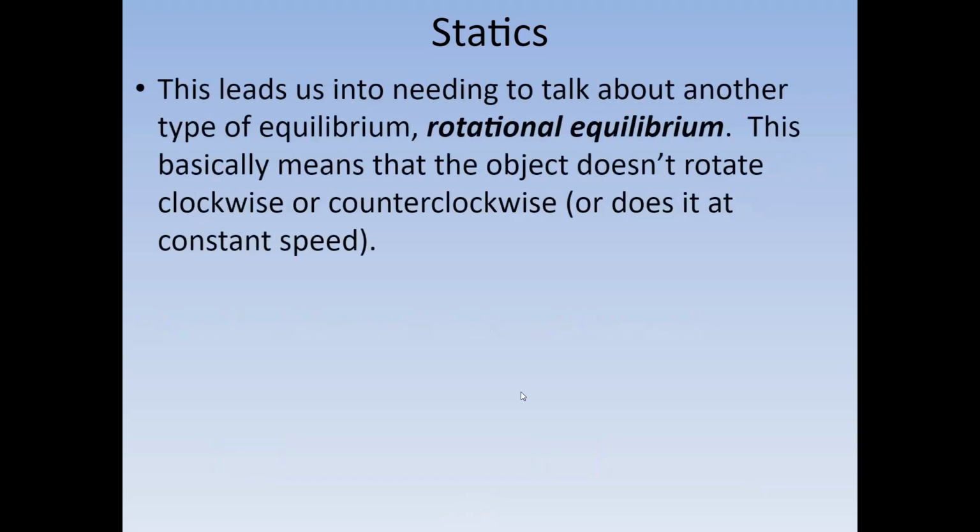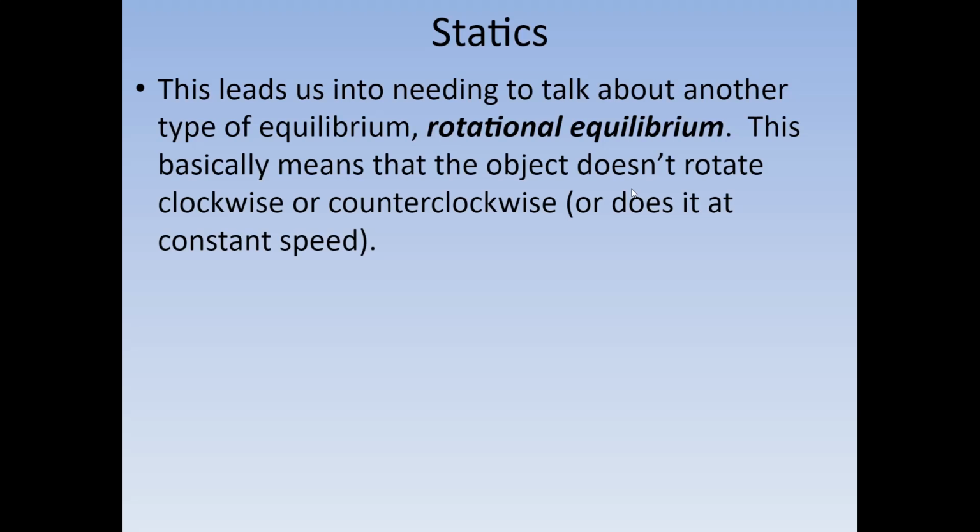So this is going to end up having us now need to discuss the concept of rotational equilibrium to bring it in. And in this case, now when we say an object is in true equilibrium, it usually is going to mean that both rotationally and translationally it is in equilibrium. So when we say rotational equilibrium, it means that the object's not going to rotate clockwise or counterclockwise, or it's going to do that at constant speed.